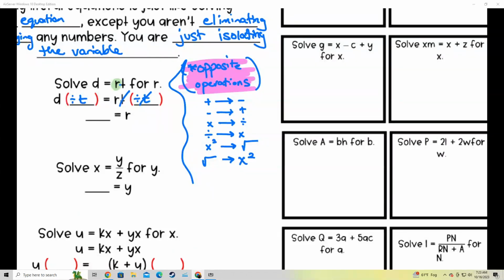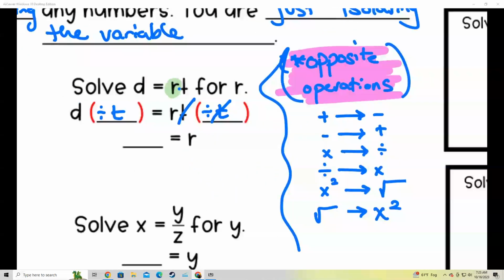And then when I write d divided by t, instead of writing it like that, because we really don't write it like that in mathematics, we usually write it like this. Remember I said that division is usually written with a fraction. So you know that if you have a fraction, really what they're asking you to do is divide, which is super important when we come up to the next problem.